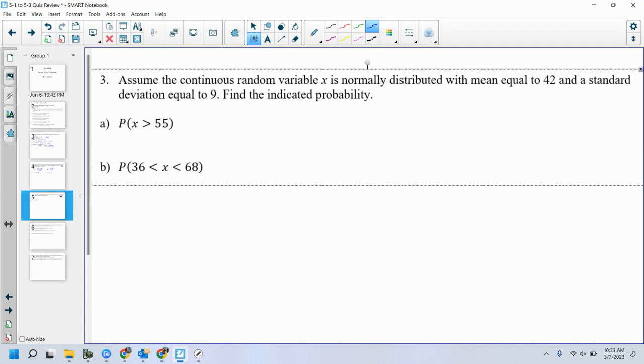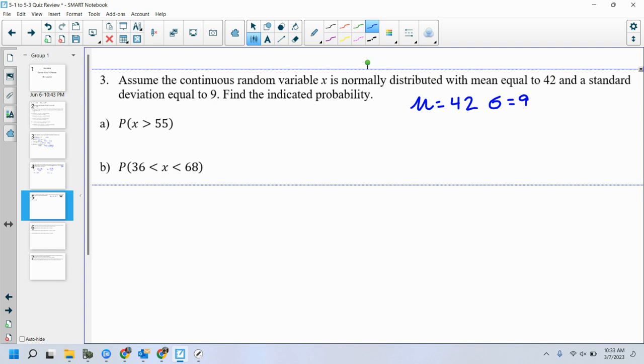Assume the continuous random variable x is normally distributed with a mean equal to 42 and a standard deviation of 9. Find the indicated probabilities. Now, again, what is this asking you to do here? It's asking you to give me the area under the curve with the frame around it that I'm using for probability. I know that the mean is 42, so mu is 42. And I know standard deviation, sigma, is 9.